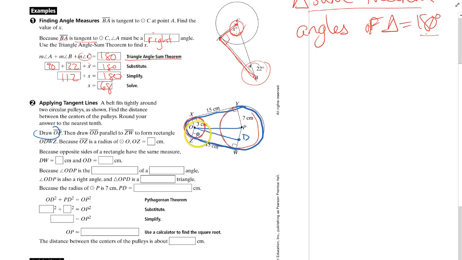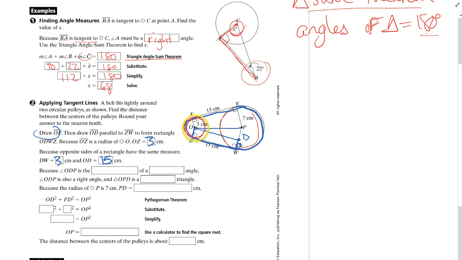And now, because OZ is the radius of O, then OZ has to be 3 centimeters. Now, opposite sides of the rectangle have to be the same measurement. So D to W will also be 3 centimeters, because that means this guy and this guy are congruent. And O to D, well, that'll be the same as this guy down here, 15 centimeters.